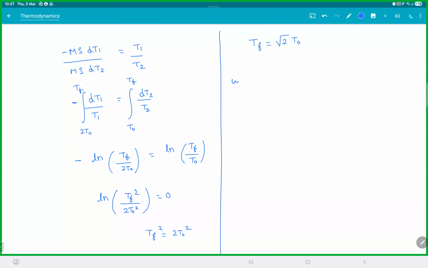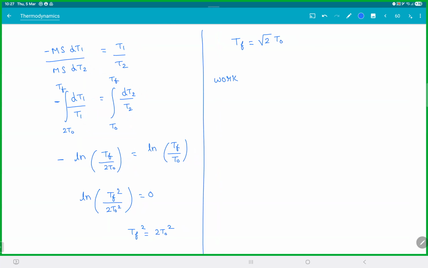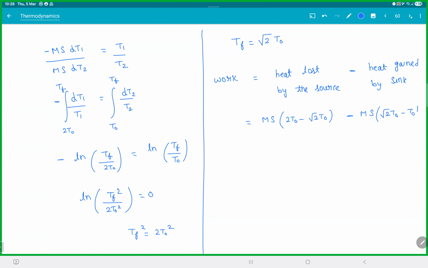Then how do you find the work? Ask yourself, if the source is losing 100 joules and the sink is gaining 40 joules, what happened to the remaining? That must have gone into the work. So heat lost by the source minus heat gained by the sink, the difference must have been the work done. That you can calculate: m into s into 2T naught minus root 2 T naught, minus m into s into root 2 T naught minus T naught. Solve this, we get the answer from there.